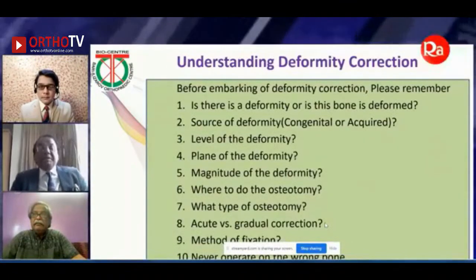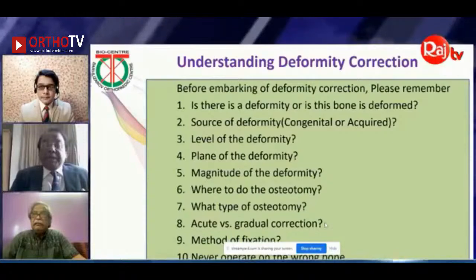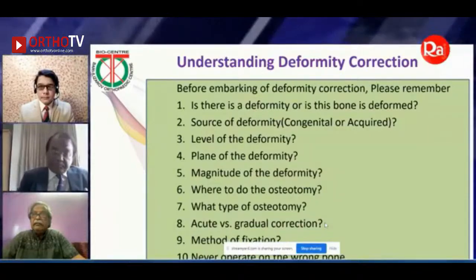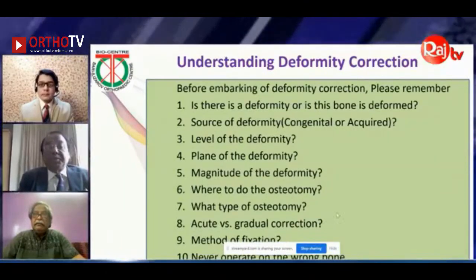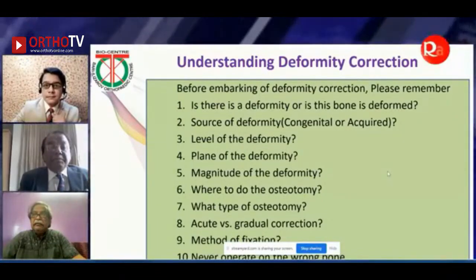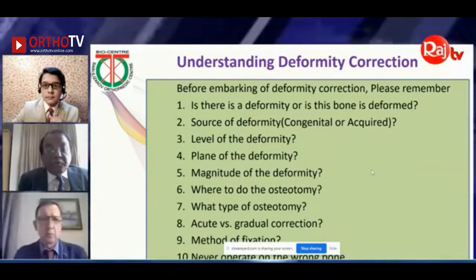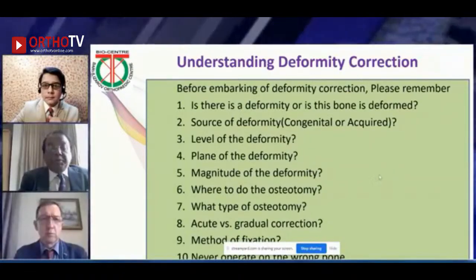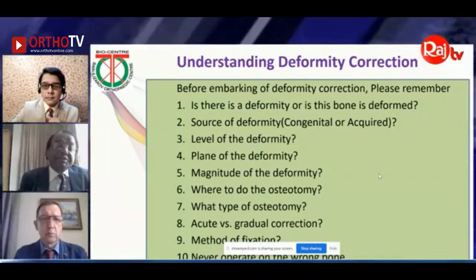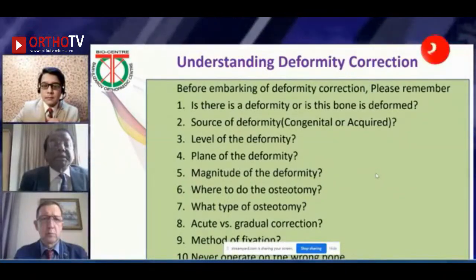Now, regarding the understanding of deformity correction, before embarking on it, please remember: is there a deformity, or is this bone deformed? We have to know the source of the deformity. It may be congenital or acquired. Also the level of the deformity, which plane, and the magnitude, how much the deformity is, where to do the osteotomy, what type of osteotomy, whether you are going for acute or gradual correction, and which kind of fixation, external or internal.